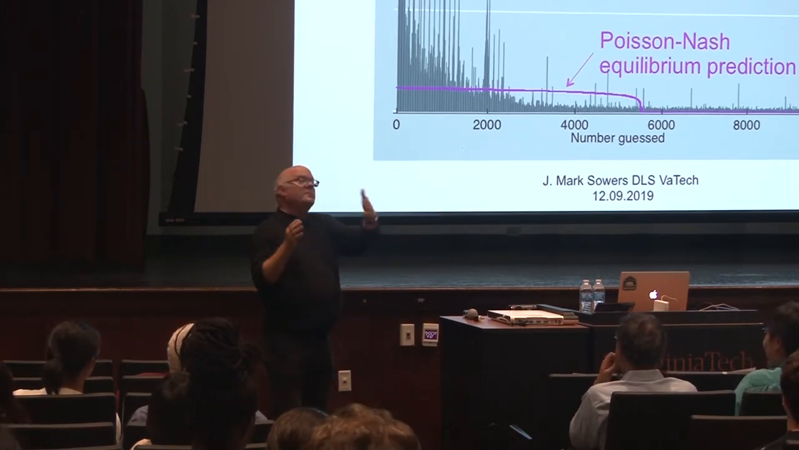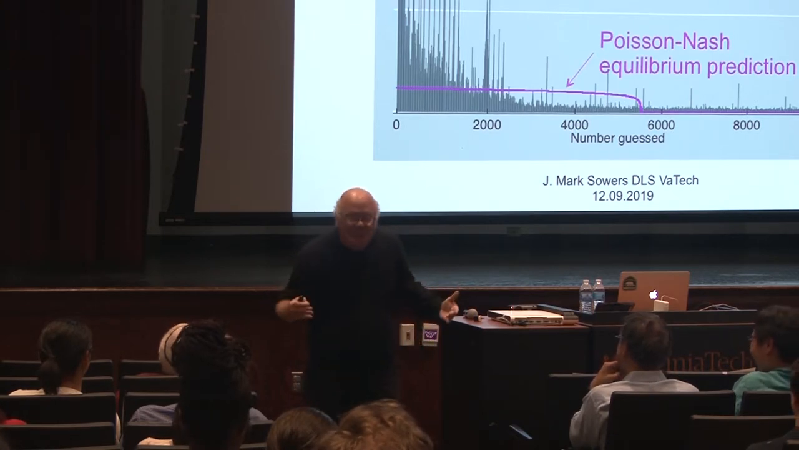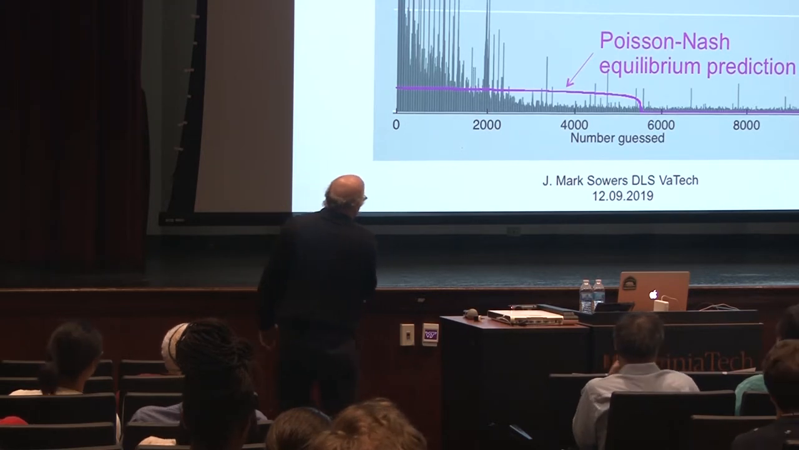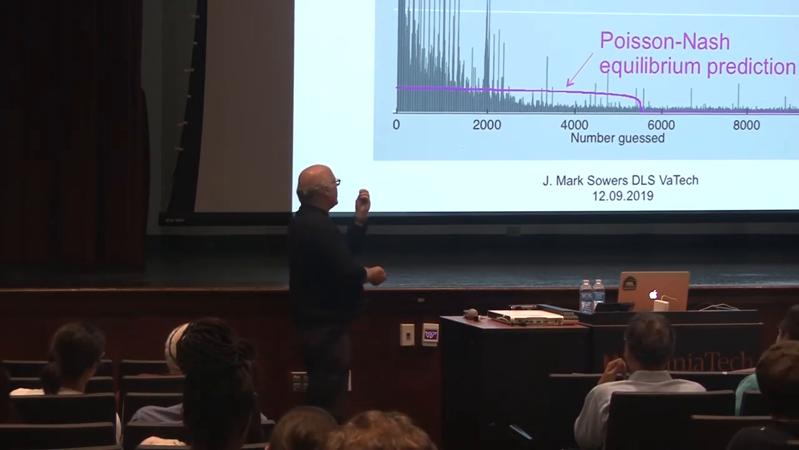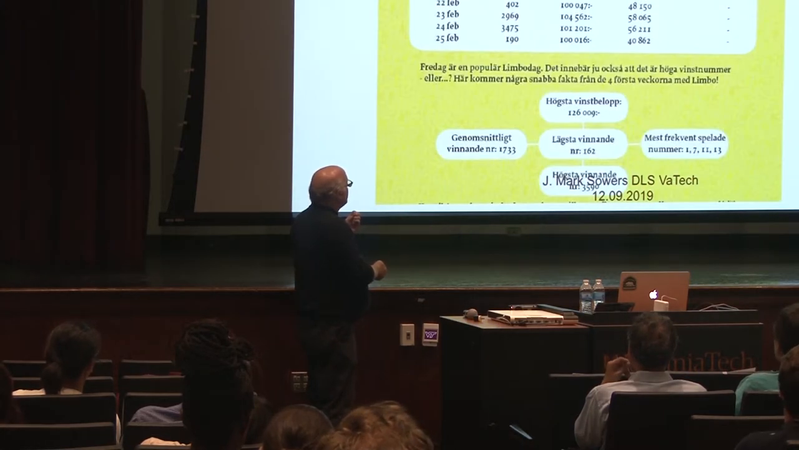But a bunch of people are like, some idiot's gonna pick one, thinking they're the only one. That's why I'm gonna pick two. And a lot of people pick two also. So these low numbers are low, but they're not gonna be unique. Okay, this is week one. Can we explain this with cognitive hierarchy?